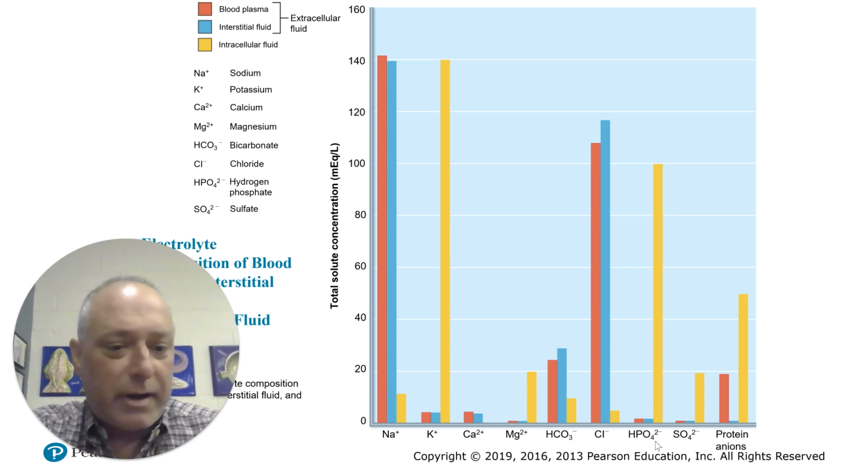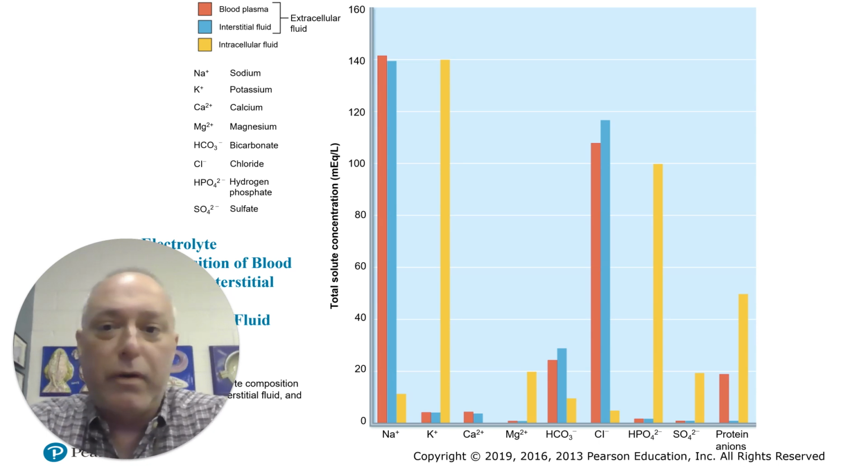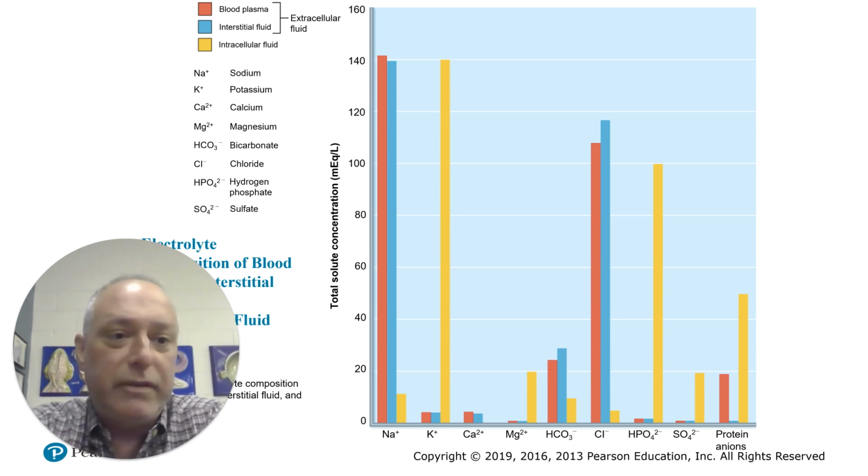Then we've got some anions here, some phosphate and sulfates, and then there are protein anions, which are mostly DNA, that will give the cell a net negative charge.